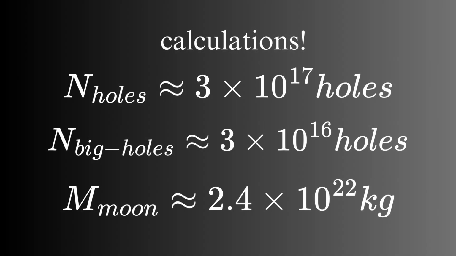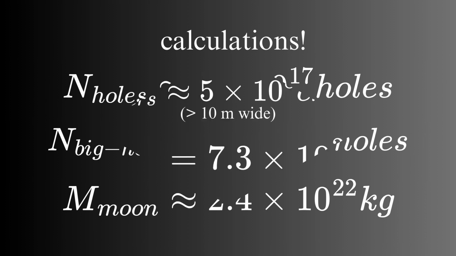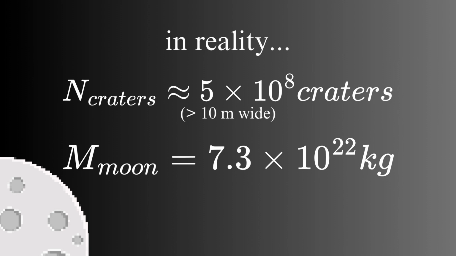So to sum things up, these are the calculated values that we found, and these are the values associated with the actual moon, which says that there are roughly 500 million craters that are greater than 10 meters wide, and the mass of the moon is around 7.3 times 10 to the 22 kilograms, which is roughly 1.2% the mass of the Earth.